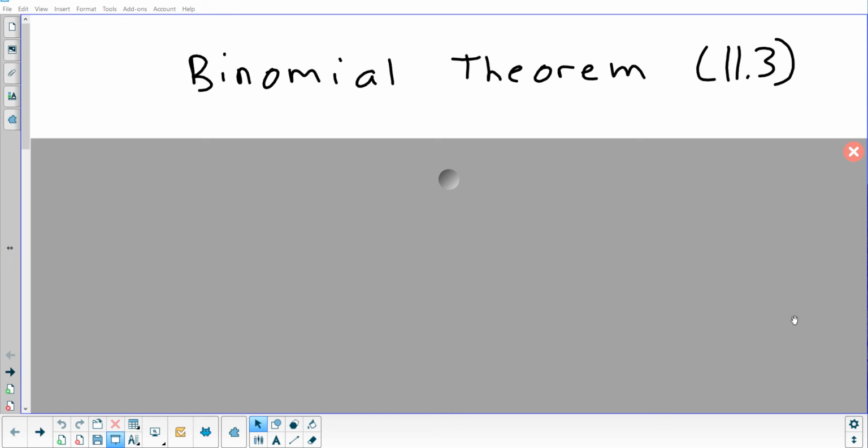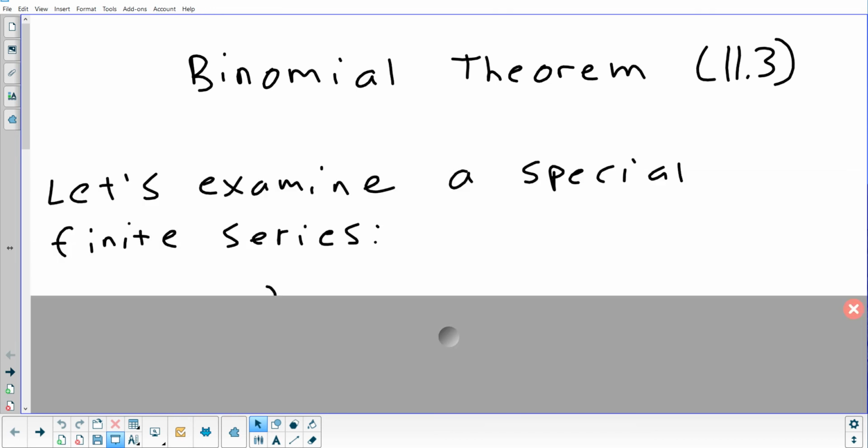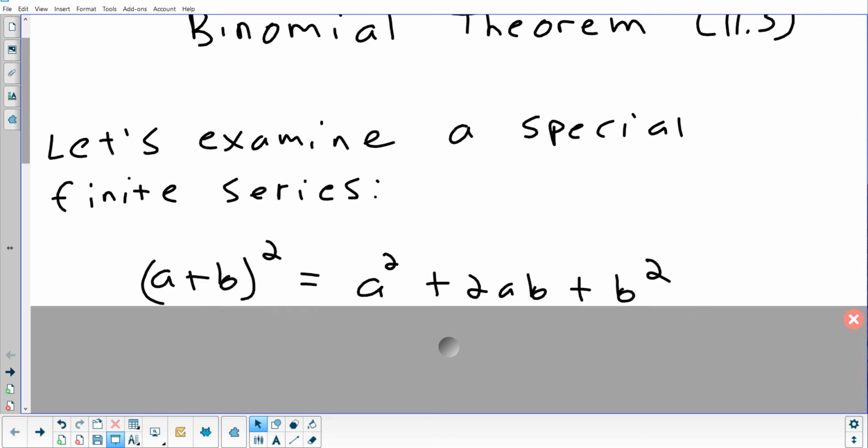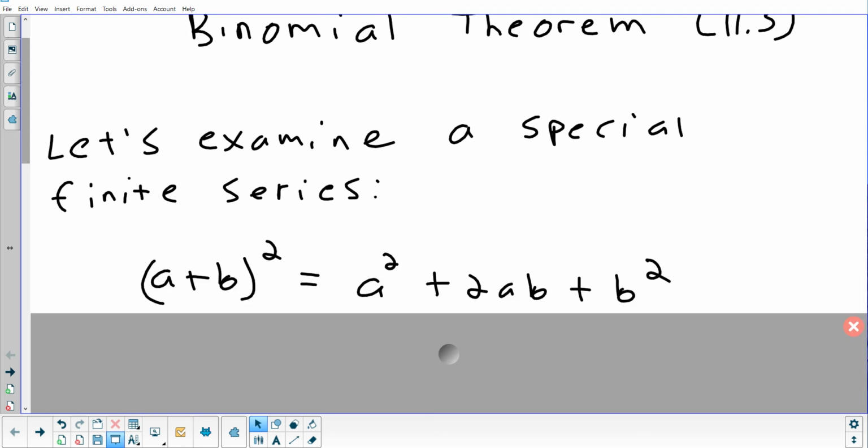Okay, so last thing we're going to look at this week is 11.3, which is on the binomial theorem. And this really relates to summations, adding things up. And you'll see what I mean. So we're going to look at a couple special examples of a series. Specifically, taking a binomial and raising it to a power, like that.